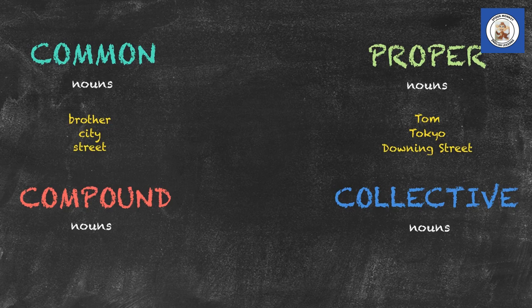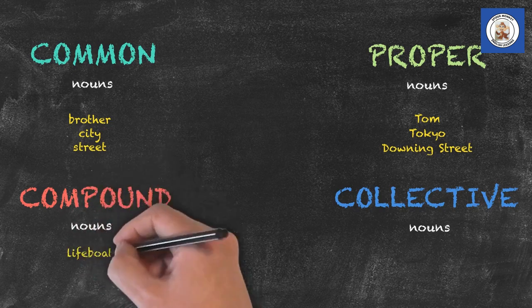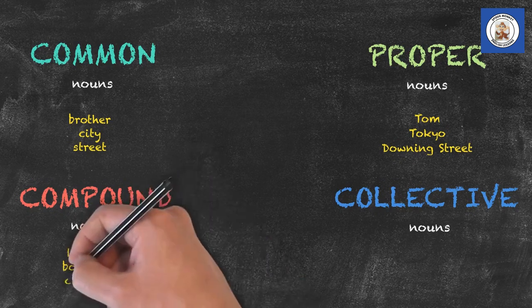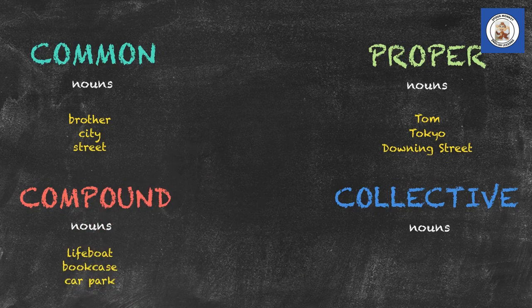We also have our compound nouns. Compound nouns put two nouns together and they're thought of as one. They can be listed as two words, a hyphenated word, or one word, such as lifeboat, bookcase, car park.